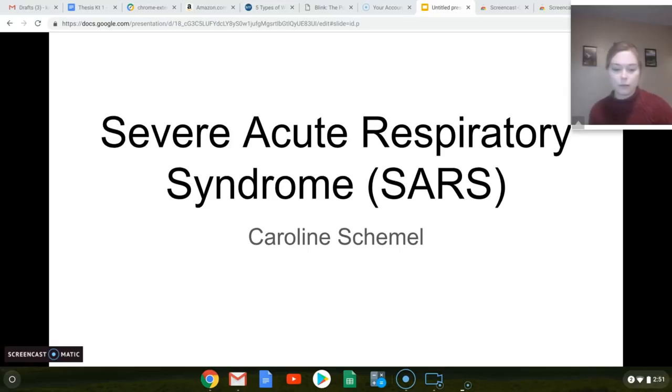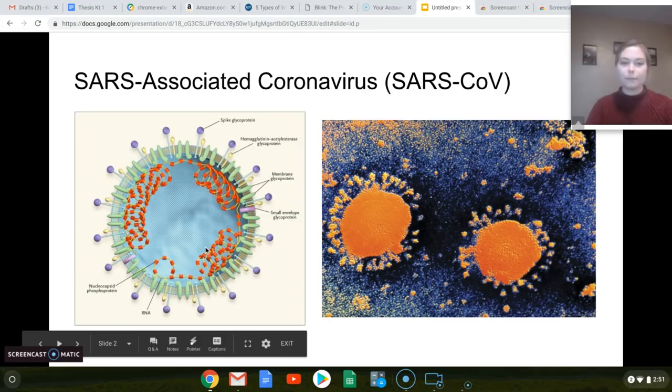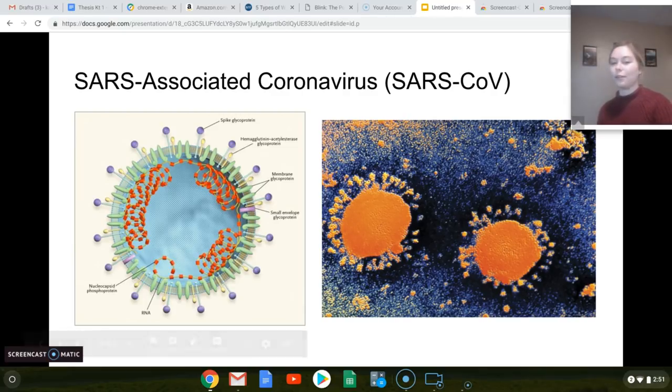And on this page, you can see a picture of a coronavirus right here on the left. Specifically, SARS-CoV is a member of the family Coronaviridae within the order Nidovirales. SARS was discovered recently, in 2003, when an outbreak of the disease in southern China spread into a pandemic.